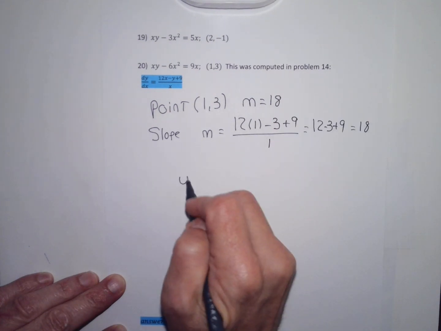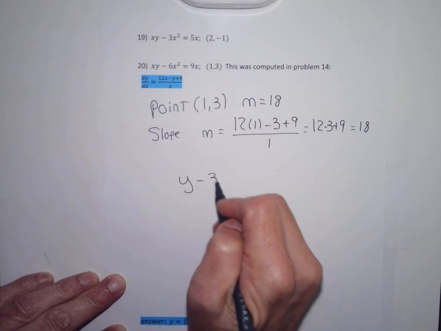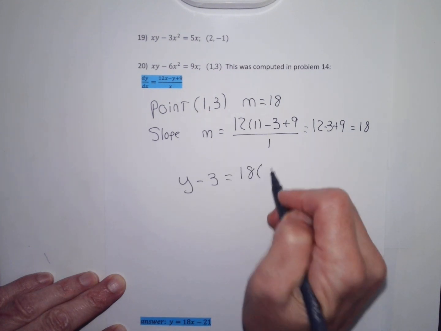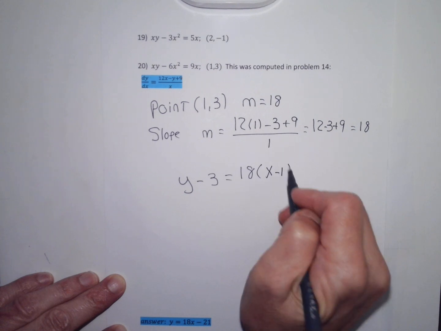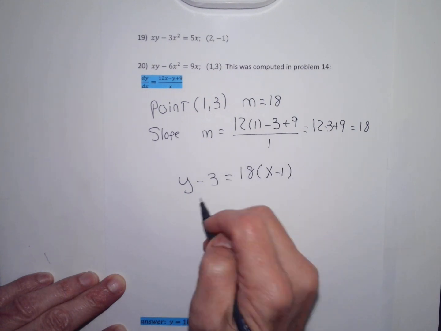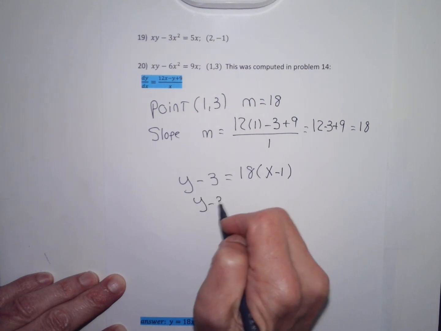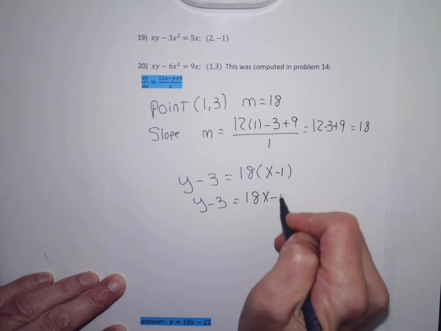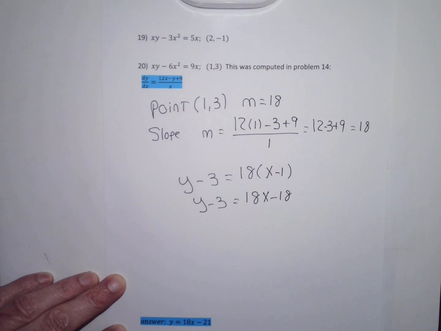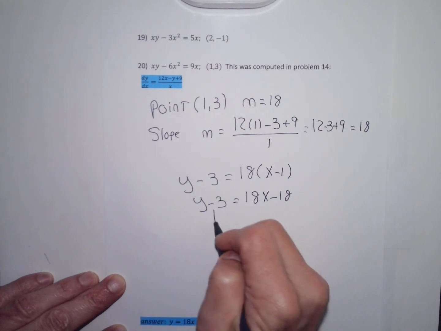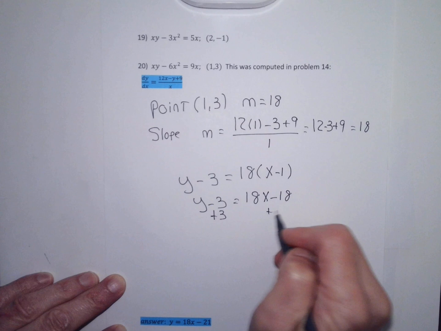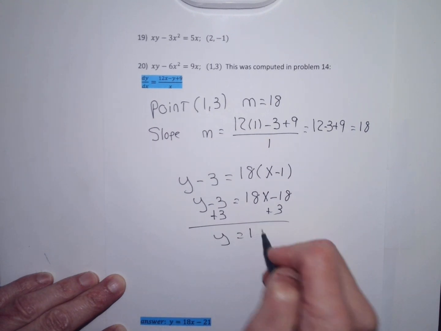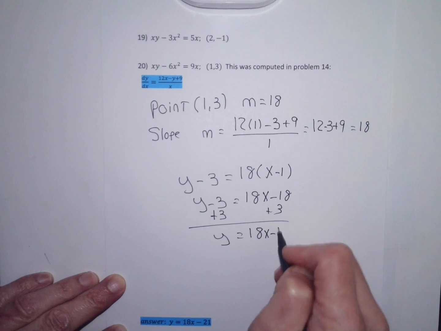And now I'm going to go y minus the y coordinate of the point 3 equals 18 times x minus the x coordinate of the point 1. And then just do the math. I get y minus 3 equals 18x minus 18. And then plus 3 plus 3. And I get y equals 18x minus 15.